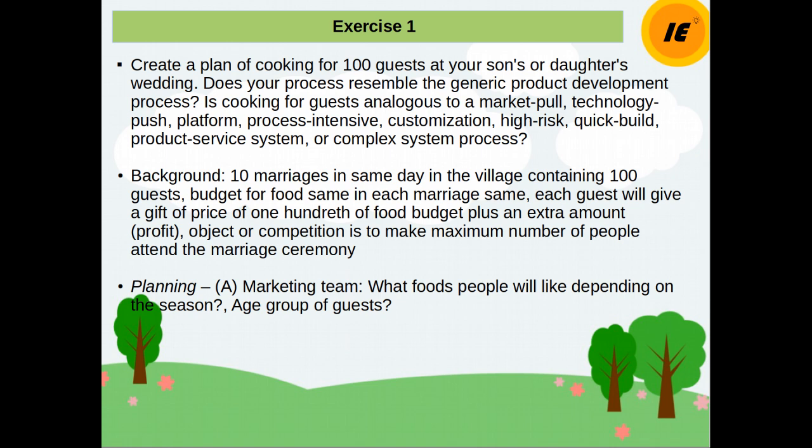So consider that you have to arrange a plan of making food for 100 guests, and the ceremony is, let's say, your son's or daughter's wedding. The question is, does the process resemble a generic product development process? Is cooking for guests analogous to a market pull, technology push, platform, process intensive, customization, high risk, quick build, etc., product? That means which product category it falls in.